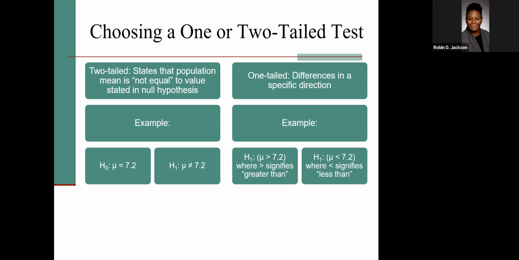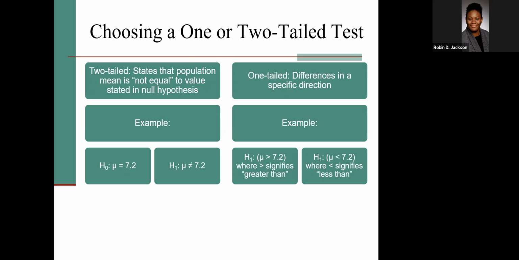Now, everything that we've been doing to this point is a two-tailed test. In a two-tailed test, the researcher is equally concerned with both sides or both directions of the normal curve. Essentially, the researcher is concerned with the possibility that the true population value is greater than or less than the value stated in the null hypothesis. So, hence, the researcher is concerned with either direction.